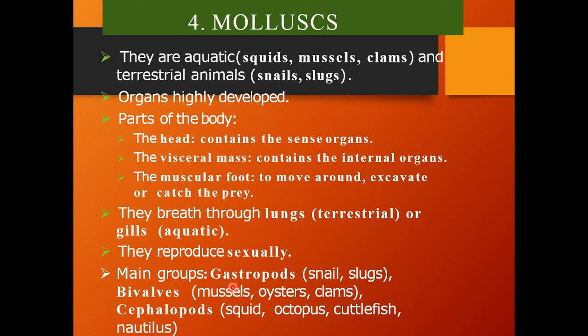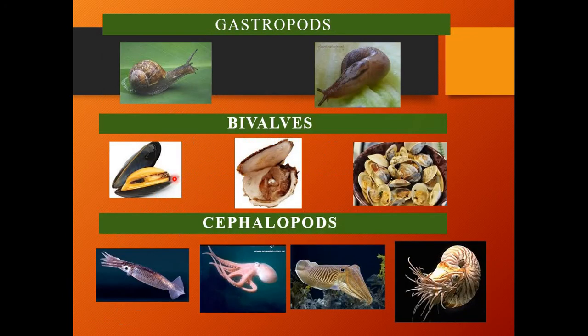The main groups are gastropods, which means the snail and slug, and the bivalves, which means the mussels, oysters, and clams. The last one will be the cephalopods: squid, octopus, cuttlefish, and also the nautilus. That is the mollusks.